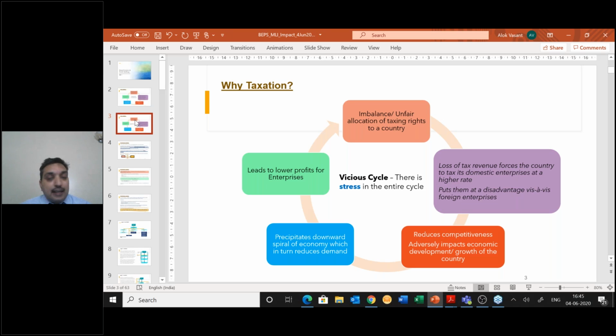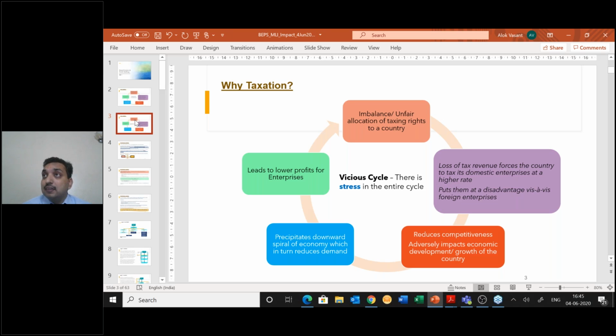Now, when the tax rates increase in that particular country, the local or domestic enterprises are put at a disadvantage vis-a-vis the foreign enterprise, because the foreign enterprise doesn't suffer a tax and it can sell its products at a cheaper rate as compared to a domestic enterprise. This leads to reduced competitiveness. This adversely impacts the economic development or growth of the country, because the country doesn't get its fair share of tax revenues, and which precipitates a downward spiral of the economy, which in turn reduces the demand.